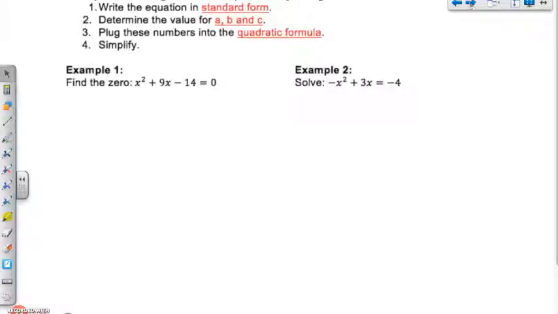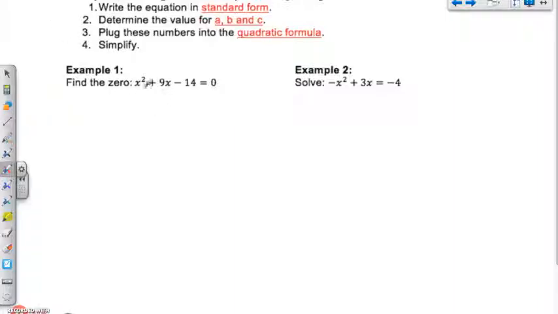So looking at example 1, we are given a problem where we are told to find the 0 of x squared plus 9x minus 14 equals 0. When we are solving by using the quadratic formula, we're going to follow 4 steps. The first thing we're going to do is write the equation in standard form. That is ax squared plus bx plus c equals 0. The next thing we're going to do is determine the values for a, b, and c. Then we want to plug these numbers into the quadratic formula. And then we want to simplify.